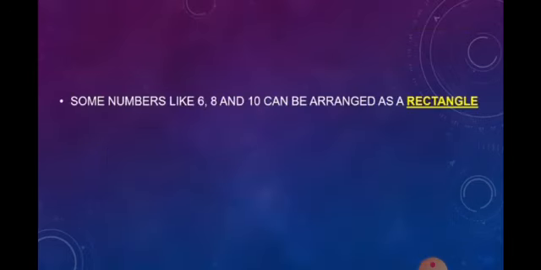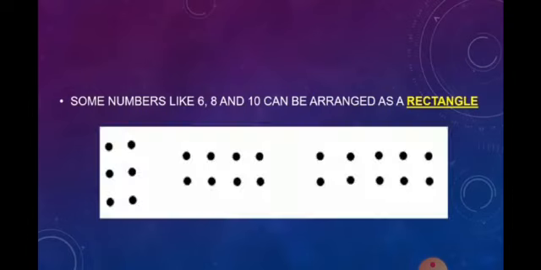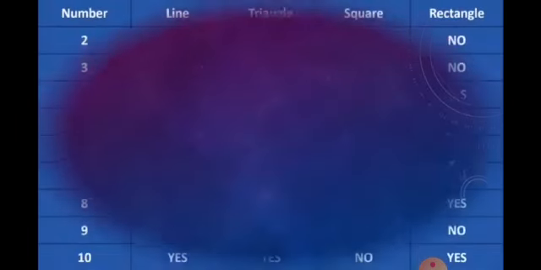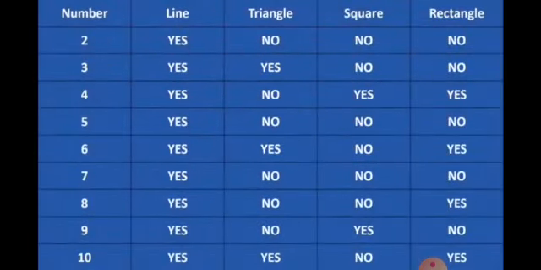Some numbers like 6, 8 and 10 can be arranged as a rectangle as shown below. So whole numbers can be arranged in different elementary shapes. So students, this is a chart of elementary shapes or patterns represented by the numbers 2 to 10. Just have a look. Now, using the magic of patterns in whole numbers, we will solve exercise 2.3.